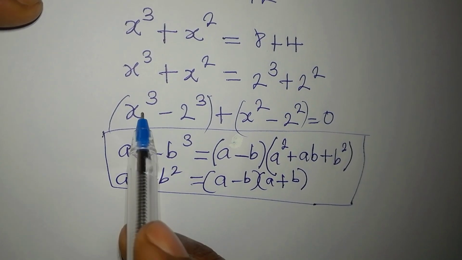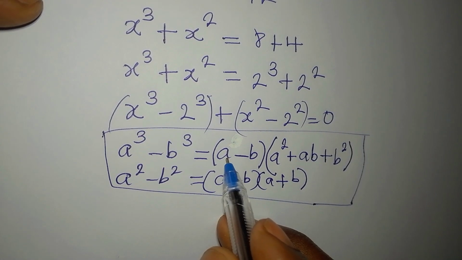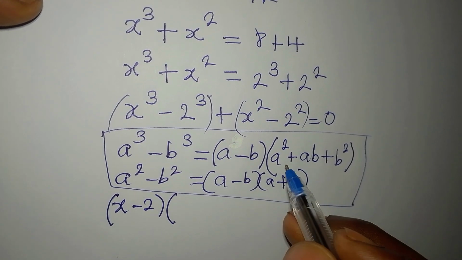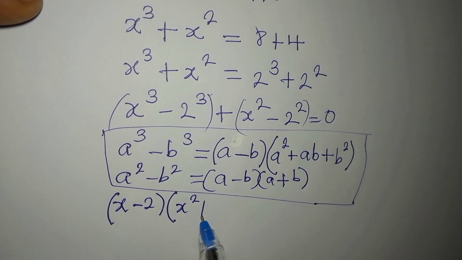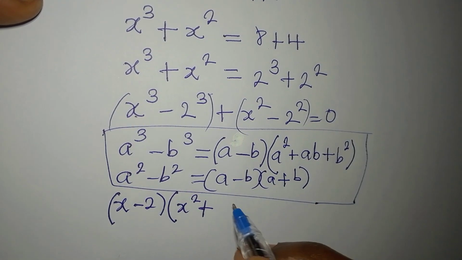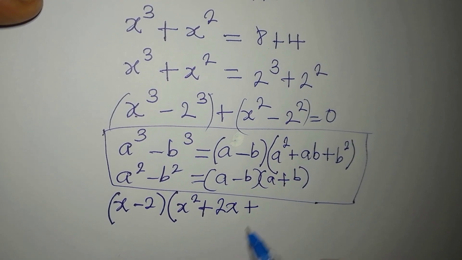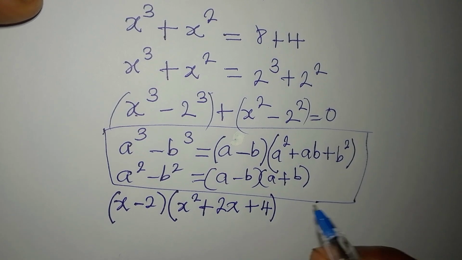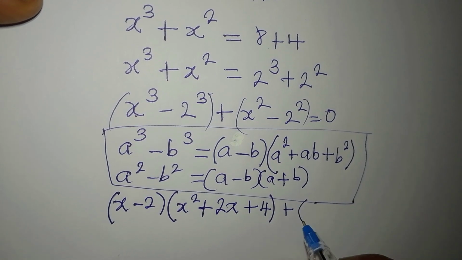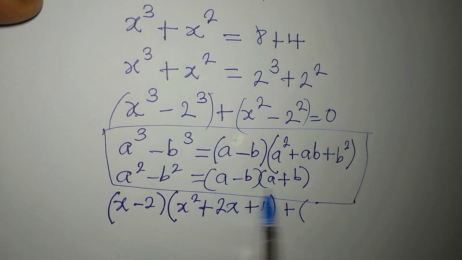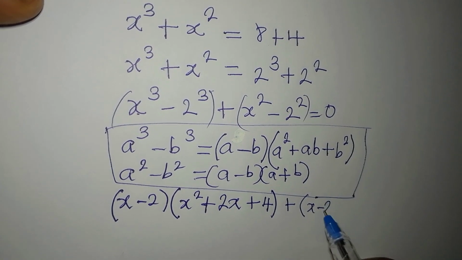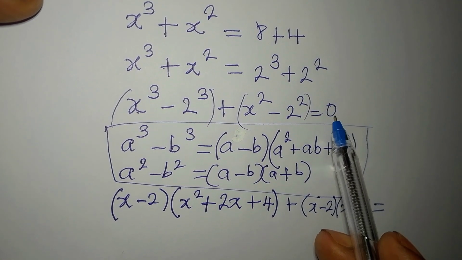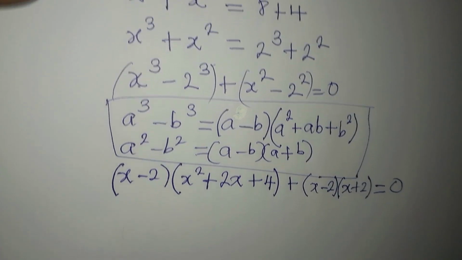So our x to the power of 3 minus 2 to the power of 3 becomes x minus 2, into a squared, that will be x squared, plus ab, that is x times 2, is 2x, then plus b squared, that will be 2 squared, and it is 4. Close this. Then plus, open bracket, this one, I will apply difference of two squares in this form. So we have x minus 2 into x plus 2, and everything equals 0. So write 0 over here.